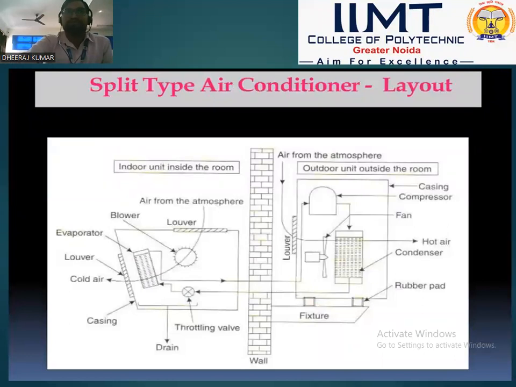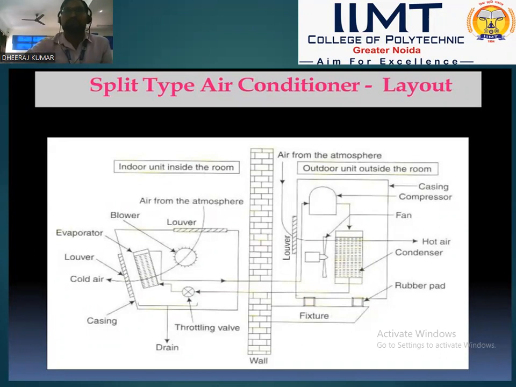Split type air conditioning system. A split type air conditioning system has two major parts, indoor unit and outdoor unit. The outdoor unit consists of the compressor and condenser, and the indoor unit consists of the evaporator. There are four main components in split air conditioning: first is compressor, second is condenser, third is expansion device, and fourth is evaporator. The evaporator is placed inside the cabin. The evaporator is also called the indoor unit.